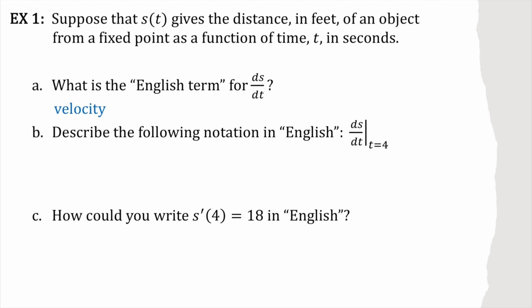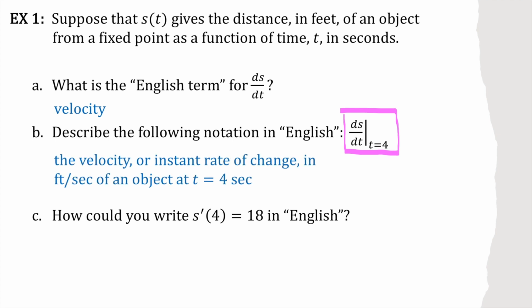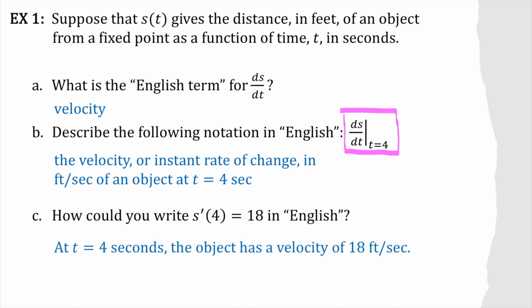Describe the following notation in English. What is ds dt at t equals 4? That's the velocity or instant rate of change in feet per second of an object at 4 seconds. How could you write s prime of 4 equals 18 in English? Well, perhaps at t equals 4 seconds, the object has a velocity of 18 feet per second.